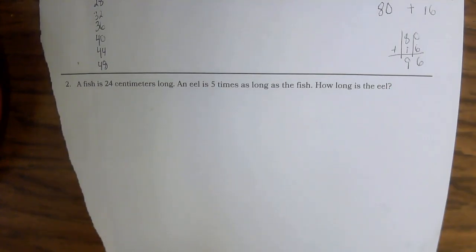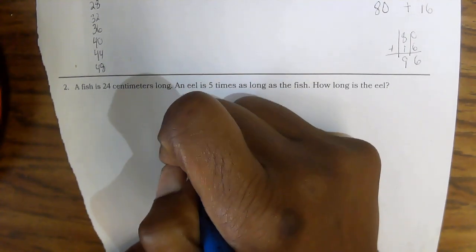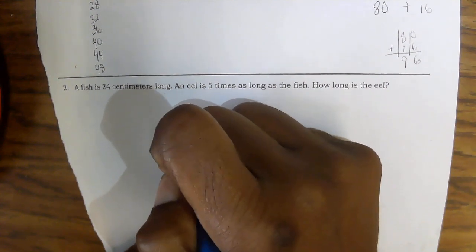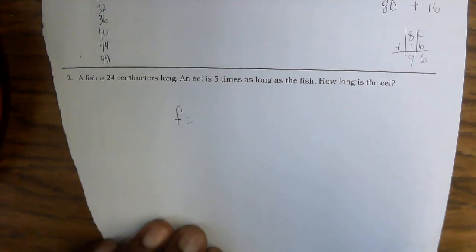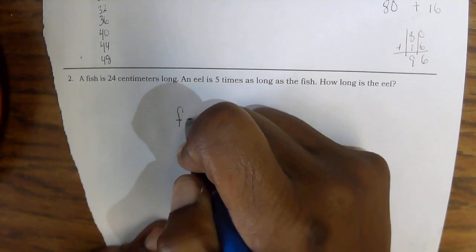Okay, now let me come to number 2. A fish is 24 centimeters long. An eel is 5 times as long as the fish. How long is the eel? So what 2 things are we comparing? We're comparing the fish. I'm going to put the F first because the fish was mentioned first. And then we have the E for eel.